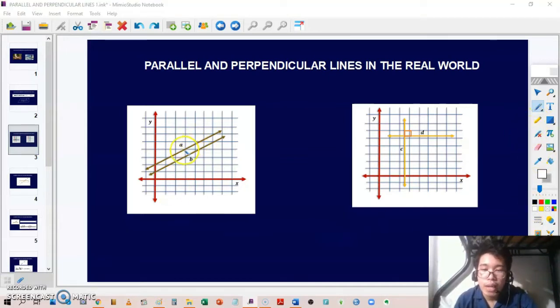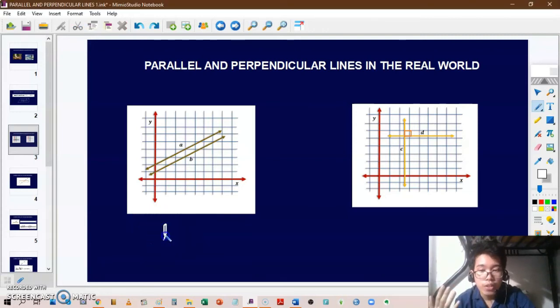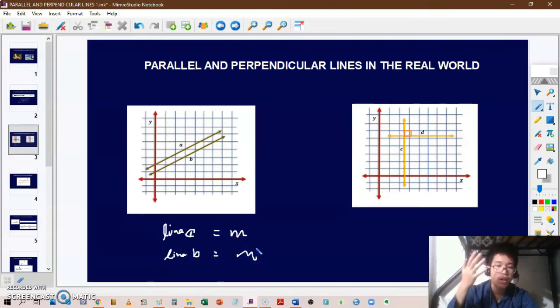For example, we have here lines A and B. How can we say that they are parallel? Their equations must have the same slope. Let's say line A has a slope of m, then line B must also have a slope of m, because they're parallel.